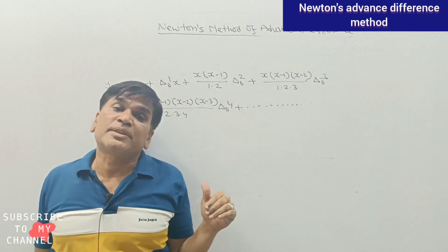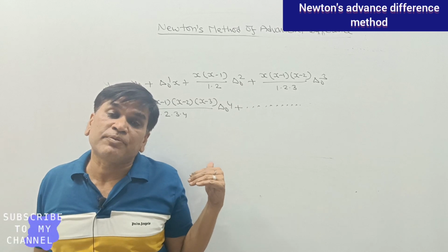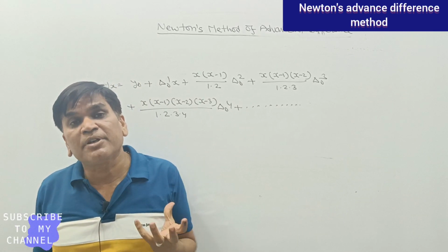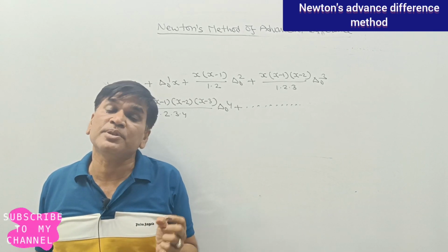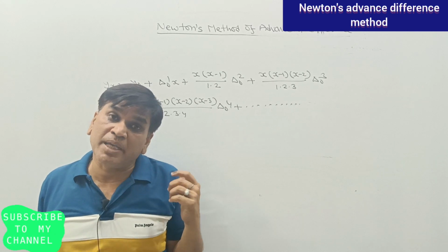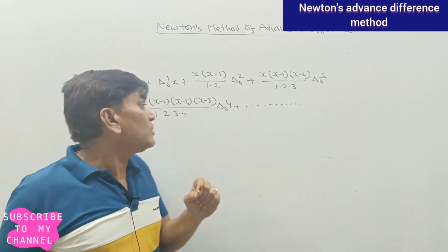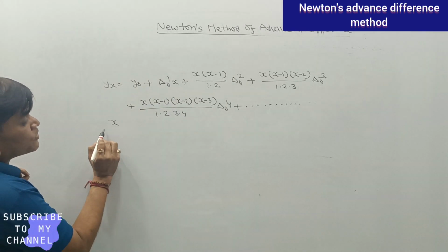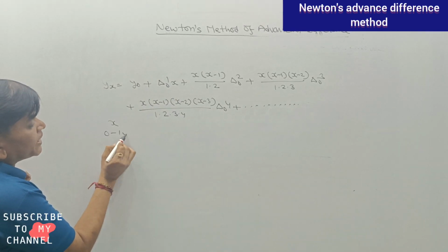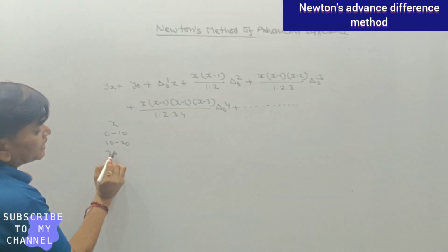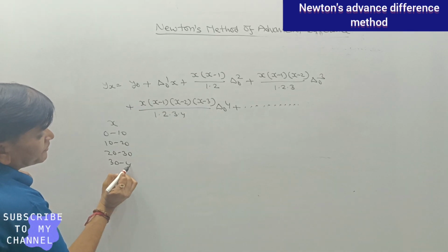So this is the formula for the Newton advanced difference method that you have to use. One more thing I have to explain: in the Newton method also, the difference of x should be equal. Suppose given 0 to 10, 10 to 20, 20 to 30, 30 to 40, the difference is equal.